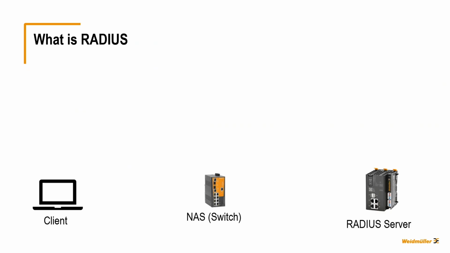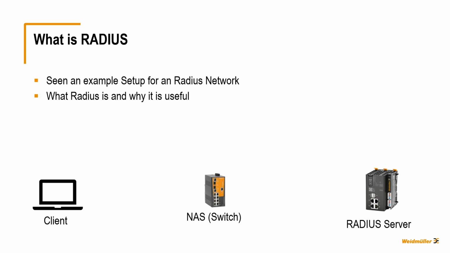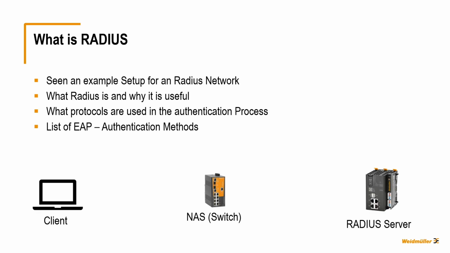This was a short explanation about Redis. You have seen an example setup for a Redis network. Then we clarified the question of what Redis is and why it makes sense to use it. Then we looked at a list of protocols required for the authentication process. Next, we looked at a list of different types of EAP authentication methods. Finally, we looked at the entire authentication process and checked it in Wireshark.